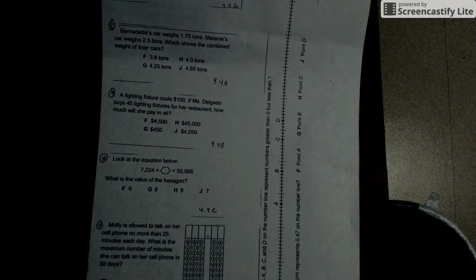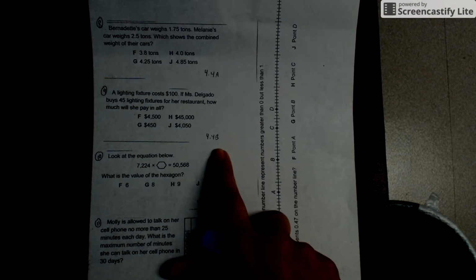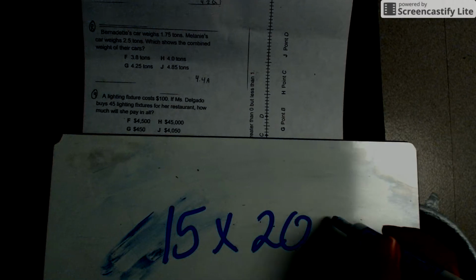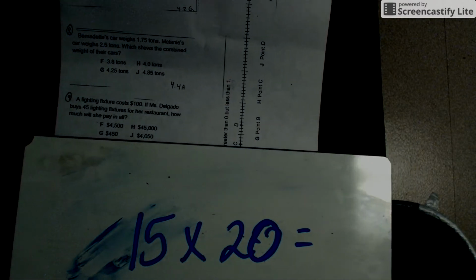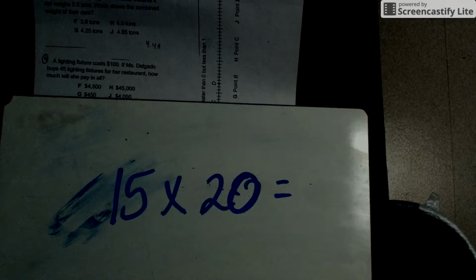So you're going to have to do a little bit of work there. On number 11, again, when I look at number 11, it's 4.4d. That goes right along with what we did on number 9, where we're multiplying by tens. So for example, if I were to give you a problem such as 15 times 20, you can use multiplication and your knowledge about place value to be able to multiply a number like this.